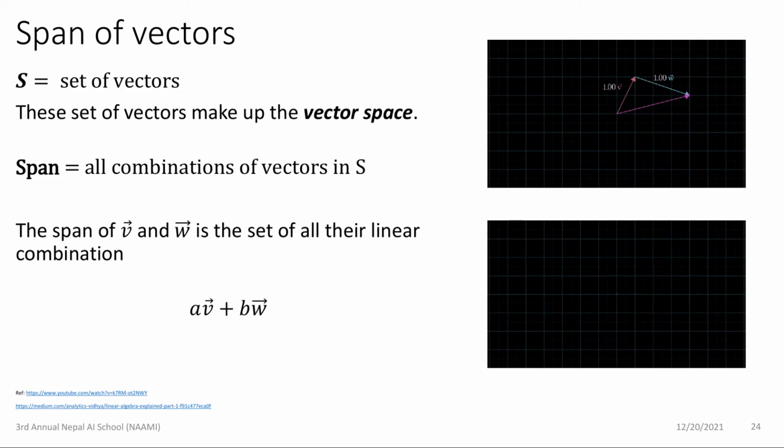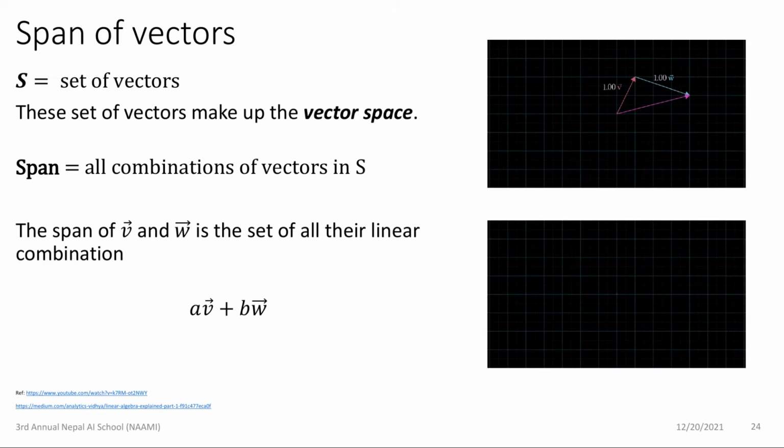So now we go to what we call the span of vectors. This might be something a bit new, depending upon what courses you've taken. Assume S is a set of vectors, so you have a number of vectors, let's say U and V, or V and W, or whatever.